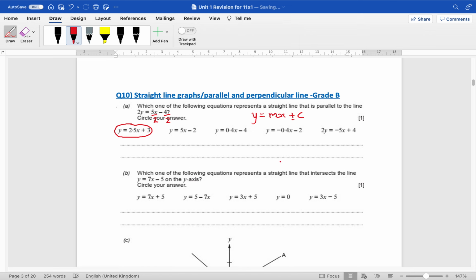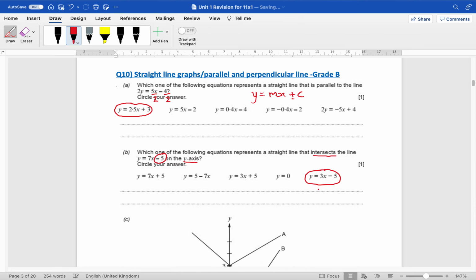This one is asking about intersecting the y-axis. The y-intercept or y-intersect, basically meaning the same thing, aren't they? So what other line intersects the y-axis at the same point? Well, this one intersects the y-axis at -5. So what other line does that? This one here also intersects the y-axis at -5.